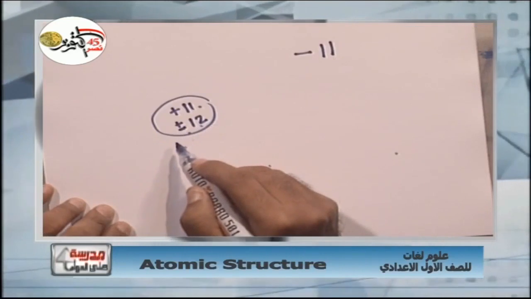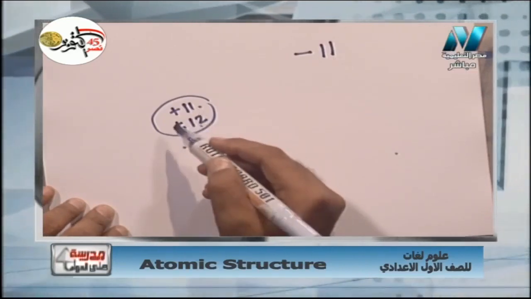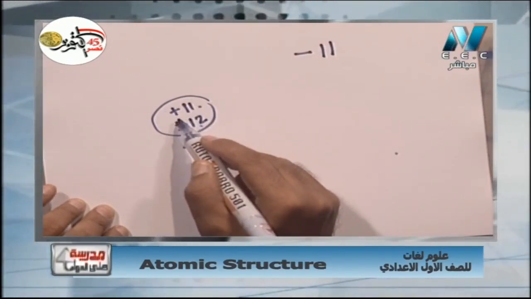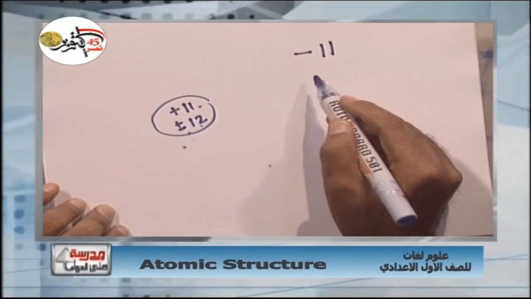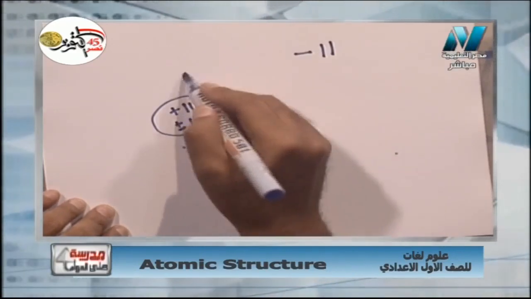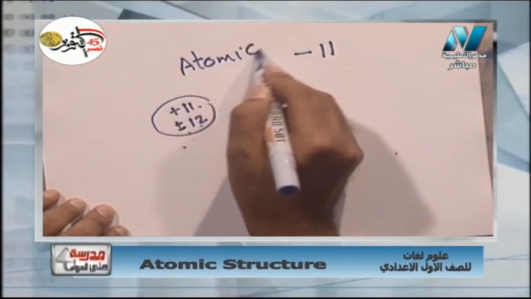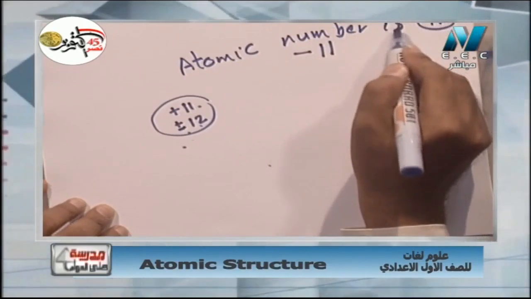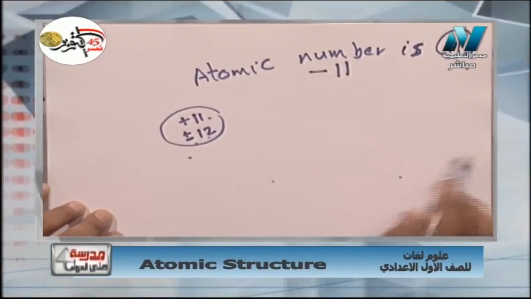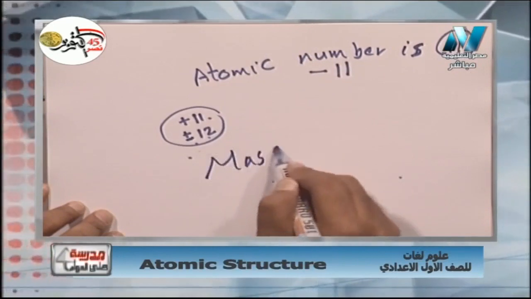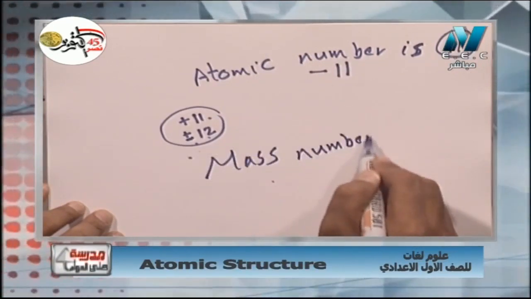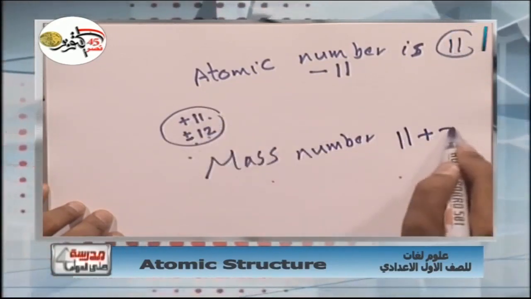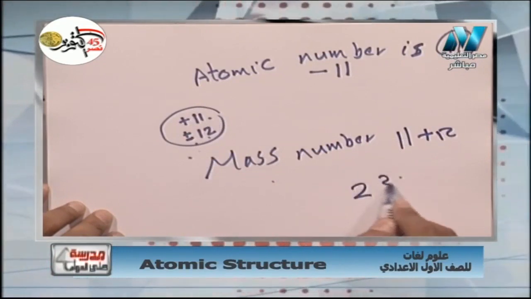So what's meant by the atomic number here? Atomic number is 11, because atomic number means the number of positive protons, or negative electrons, in the atom. And what's the mass number? Mass number is the sum of the number of protons plus the number of neutrons. So it will be 23.